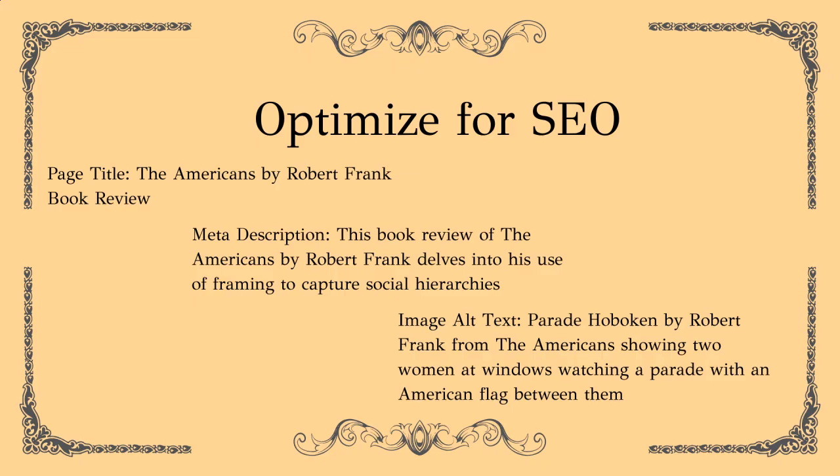Be descriptive in your page titles, meta descriptions, and image alt text. Learning how to edit these varies by platform, so you may just want to Google that. These can be as simple as creating a page title like The Americans by Robert Frank, book review. Adding a meta description like this book review of The Americans by Robert Frank delves into his use of framing to capture social hierarchies. And then adding alt text to your images like Parade, Hoboken by Robert Frank from The Americans, showing two women at windows watching a parade with an American flag between them.